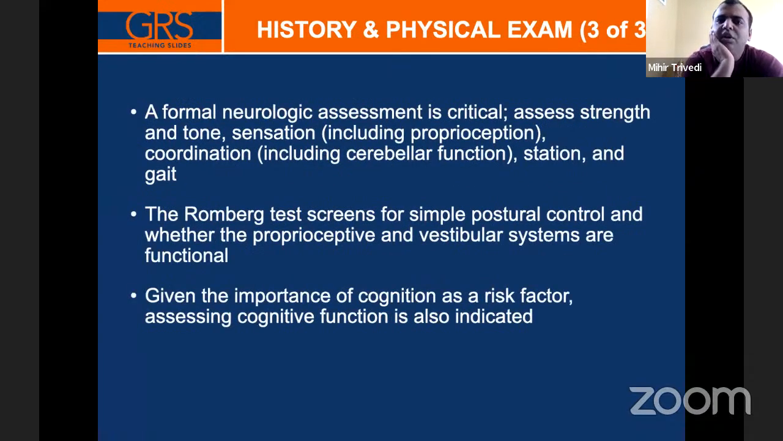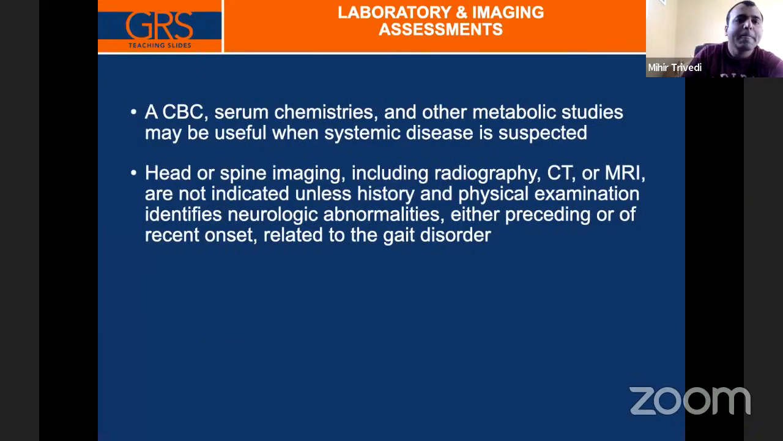A formal neurological assessment is critical. Assess strength and tone, sensation, including proprioception, coordination, including cerebral functions, station, and gait. The Romberg test screens for simple postural control and whether the proprioceptive and vestibular systems are functional. Given the importance of cognition as a risk factor, assessment of cognitive function is also indicated.